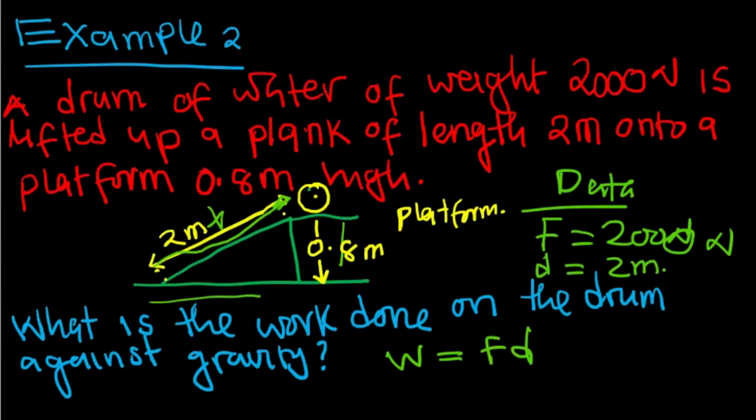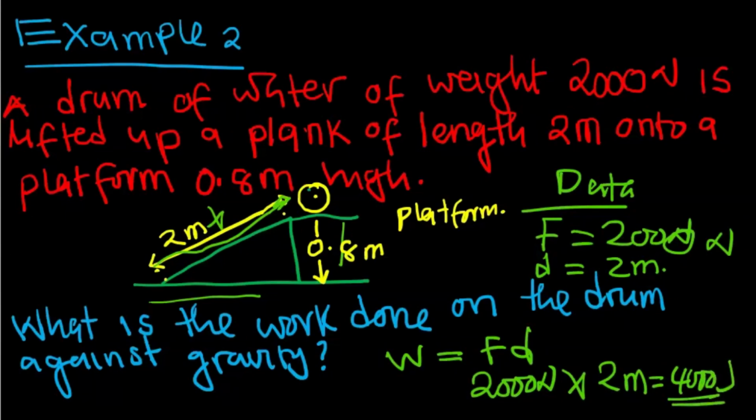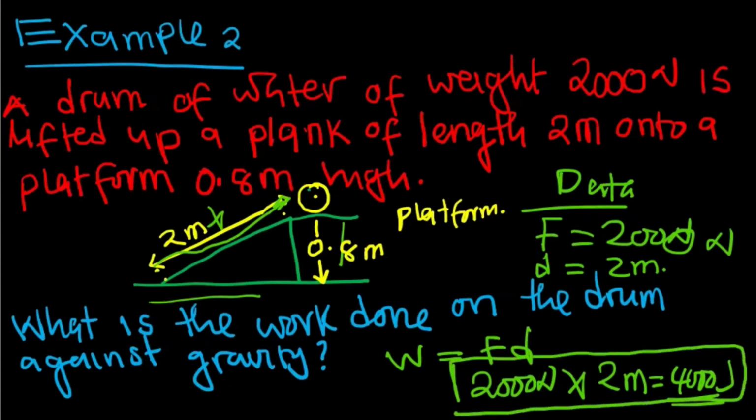What is the force? The force is 2000 Newton. You are multiplying with the distance, which is 2 meter. What is the answer here? The answer is 4000 joule. Okay, so that is the work done against gravity.